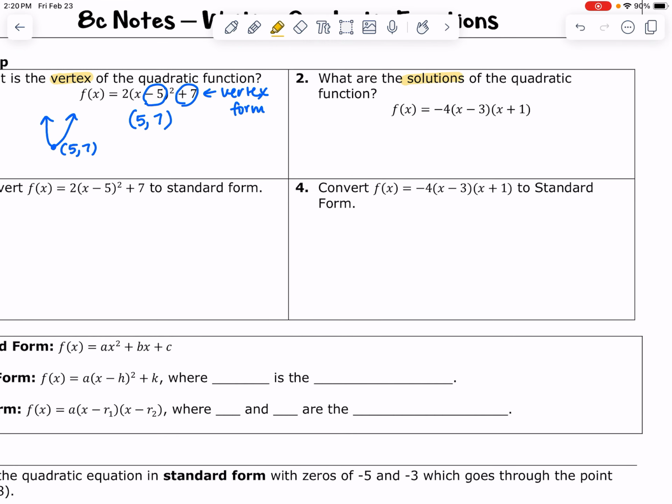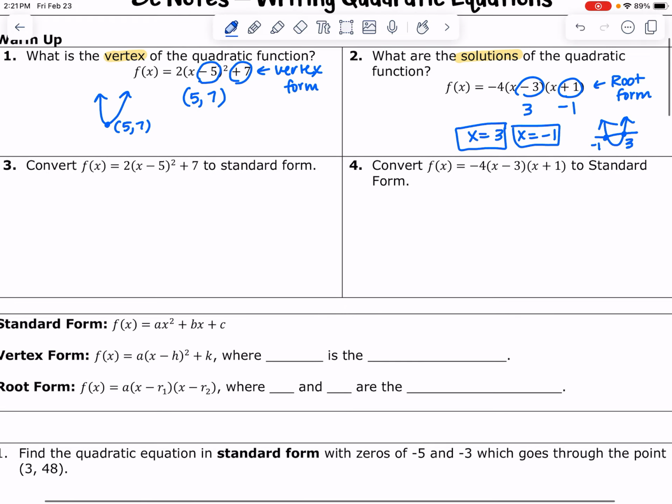This next one asks for the solutions, and this equation is in root form, which means we take the opposite of what's with x. So in this case, 3 and -1 would be our roots. And so our solutions would be 3 and -1. Roots and solutions are the same thing. They refer to the x-intercepts. And so if you were to graph it, you would see -1 and 3 as those x-intercepts.